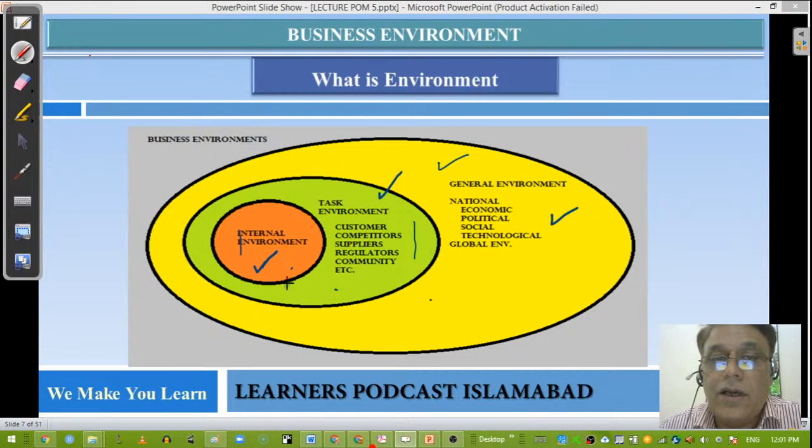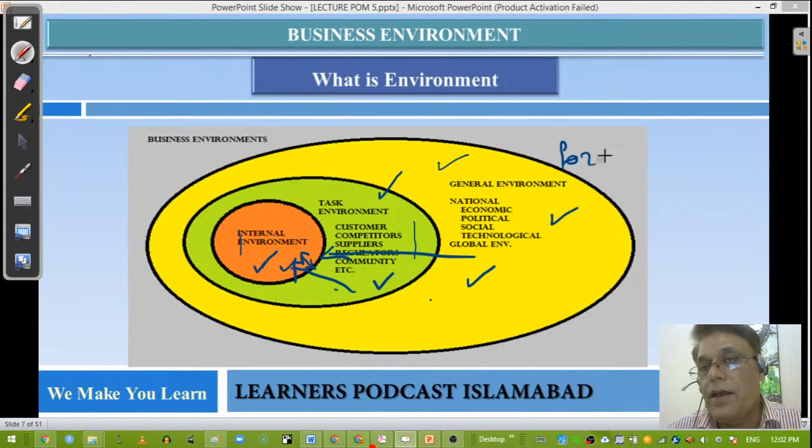Handling these forces, the business management or the orientation of the business in managing these environments, is different from each other. The way you will see the internal environment is different from that of your task environment, and similarly from the external environment. So one thing is common in all these environments: all these environments exert pressure, or you can say forces, on the business with different perspectives.